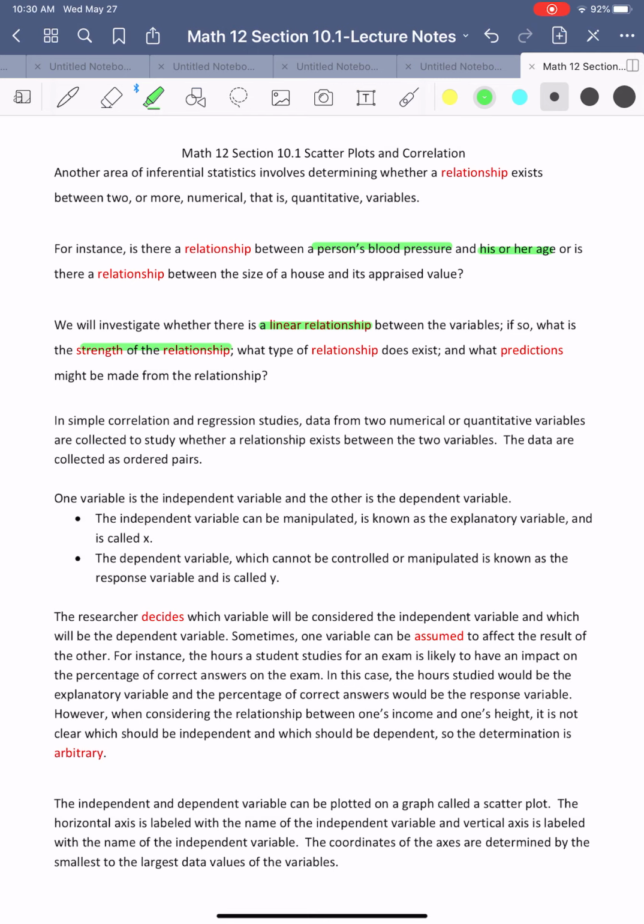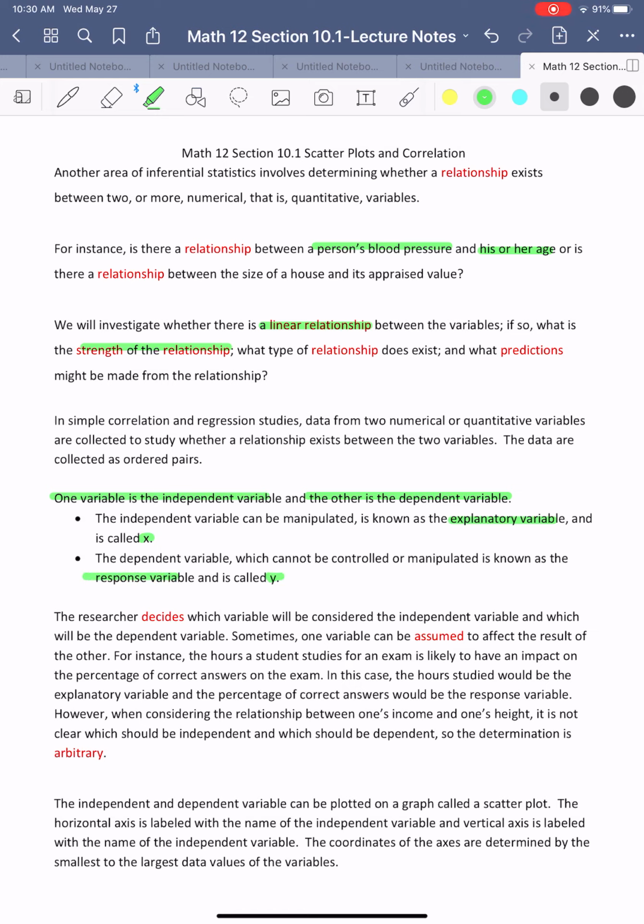In simple correlation and regression studies, data from two numerical, quantitative variables are collected to study whether a relation exists between the two variables. So data are collected as ordered pairs. One variable is the independent variable, and the other is the dependent variable. The independent variable can be manipulated. It is known as the explanatory variable and called x, and the dependent variable, which cannot be controlled or manipulated, is known as the response variable.